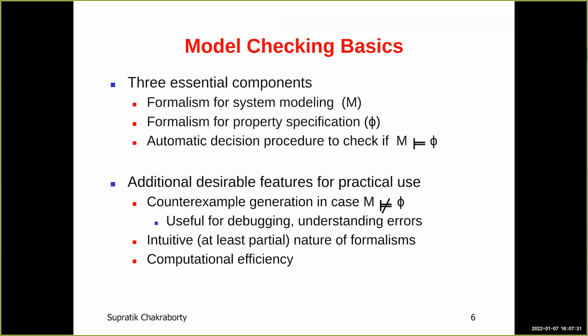So in order to do this, there are three essential components, as you might imagine. We have to model the system, we have to write the property correctly in a mathematically precise way, and we need an automatic decision procedure to check if the model satisfies the property. And of course, if it does not, then we would like a counterexample to be generated. And of course, all of this, we would like it to be as efficient in practice as is possible.